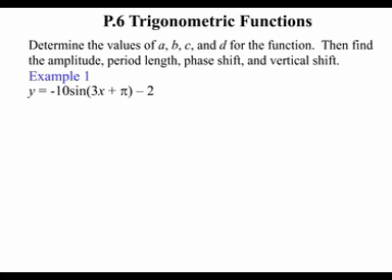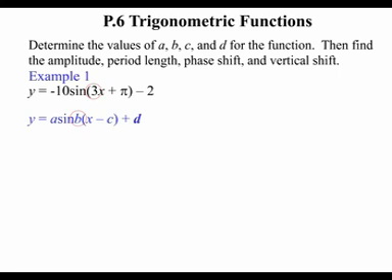Example 1. We have y equals negative 10 sine of 3x plus pi, subtract 2. We're going to determine all the values of a, b, c, and d, and then we're going to find the amplitude, period length, phase shift, and vertical shift.